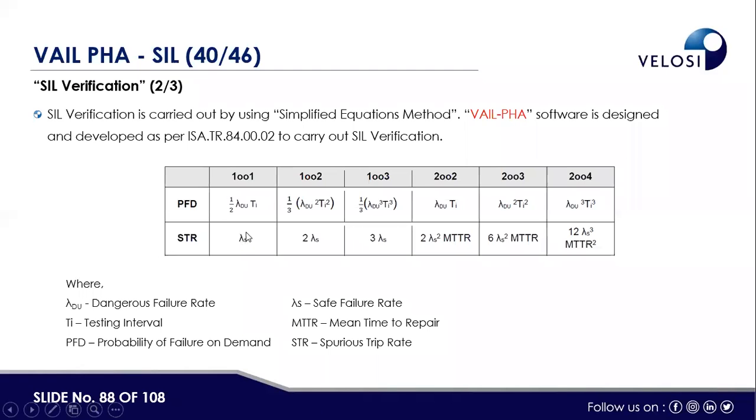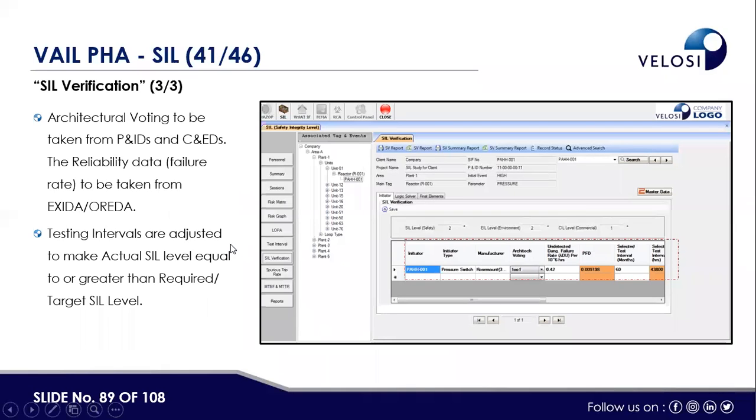These are the safe failures. For the PFD calculations, these are the undetected failures. For the spurious trip calculations, these are the safe failure rates. The architectural voting is to be taken from the P&IDs and cause and effects, for example, if it is 1 out of 1, 1 out of 2, or 2 out of 3. The reliability data is to be taken from Exida or OREDA, or from company-maintained data. Testing intervals are adjusted to make the actual SIL level equal to or greater than the required or target SIL level.